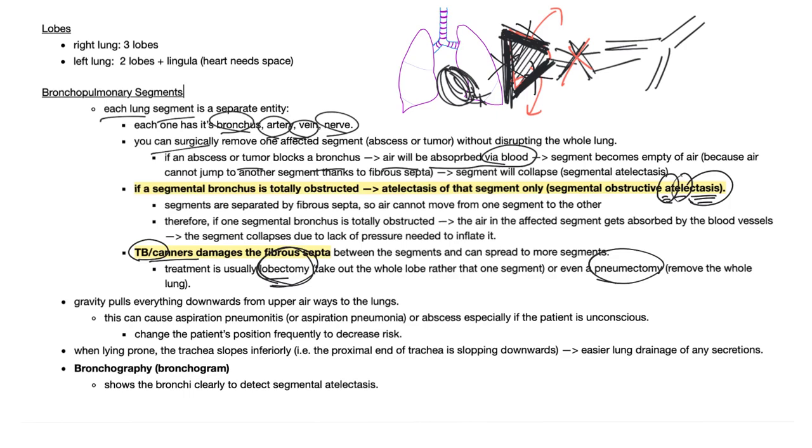If a patient is unconscious, he is at risk of aspiration pneumonia, so you should change the position frequently. You change the position frequently to prevent DVT and also aspiration pneumonia. Let's say that you are a patient and you're producing lots of sputum because of an infection or something. Lie prone, which means on your stomach, and then you can empty your lungs easily. You're going to cough a lot, but you're going to empty it and you are going to feel better. Let's say that I would like to see these bronchi and know which one is obstructed. Use a technique called bronchography.